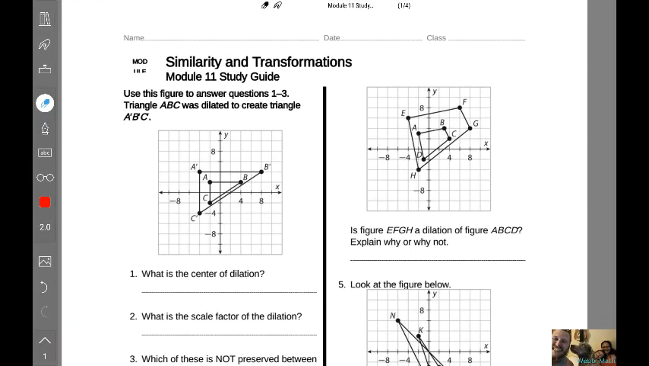All right, let's do this. Similarity and transformations, module 11. Number 1, what is the center of dilation?